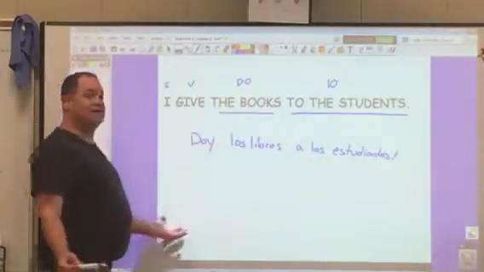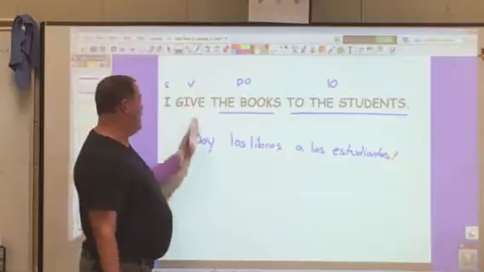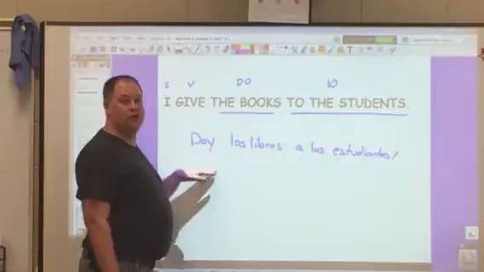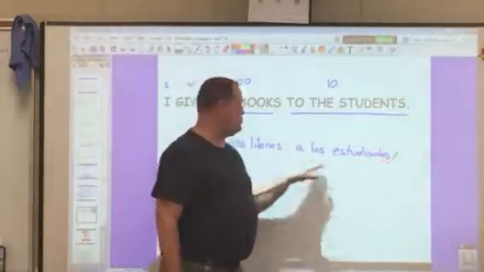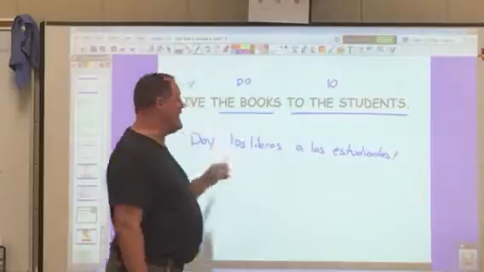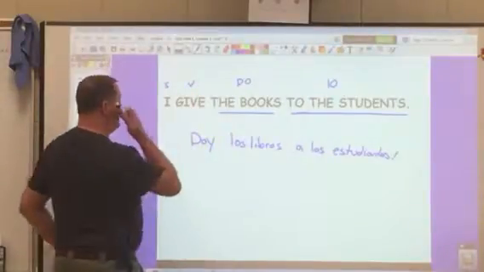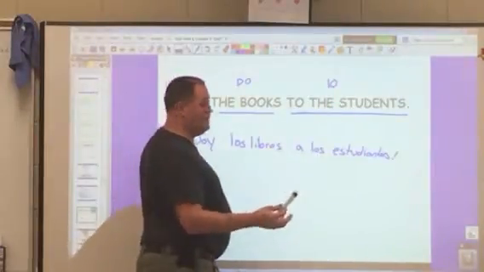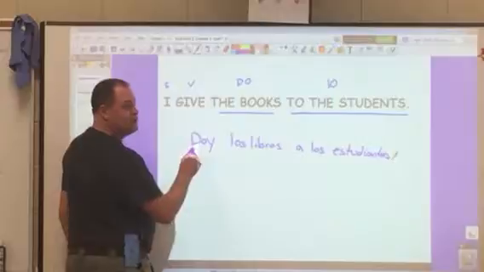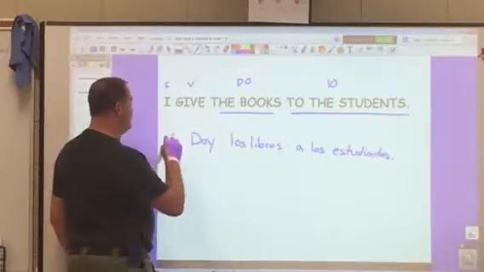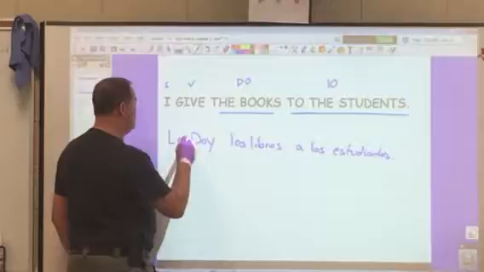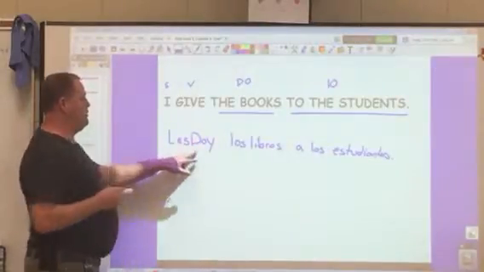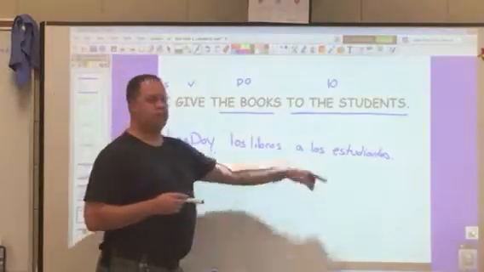Okay, now that sounds good. It looks like it matches up, right? I give the books to the students. But like we talked about before, I don't have an indirect object pronoun in here. I have an indirect object, to the students, but I don't have the pronoun. I gotta have the pronoun with this, okay? So if you look back at your list, the me, te, le, nos, os, les, it's going to be the les. And like I told you a minute ago with your notes, it goes right in front of the conjugated verb. So the answer is going to be, les doy los libros a los estudiantes.